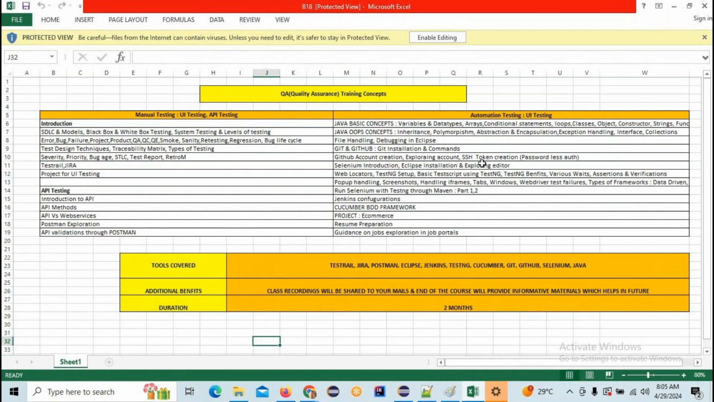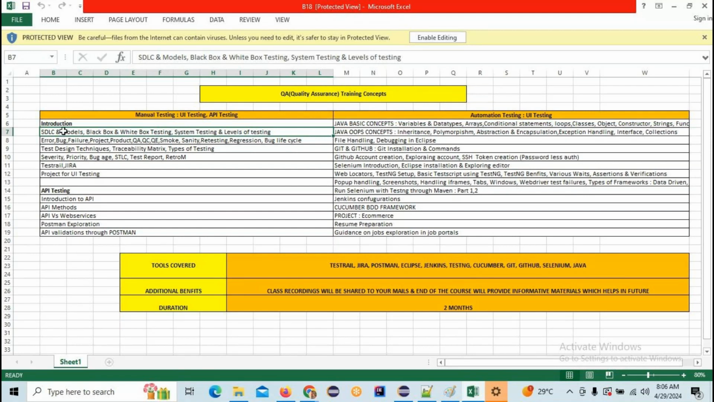In manual testing also we have two types: one is UI testing and the second one is API testing. So let's start the UI testing today. Here you can see SDLC models, black box and white box testing, system testing, and levels of testing. First, let's see the SDLC and models.